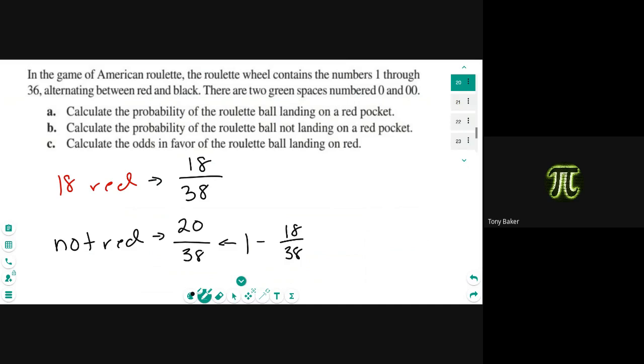The European tables are different. Oh, it's the French table that's different. A French table only has one 0. So yeah, a French table is actually better for you than an American table.